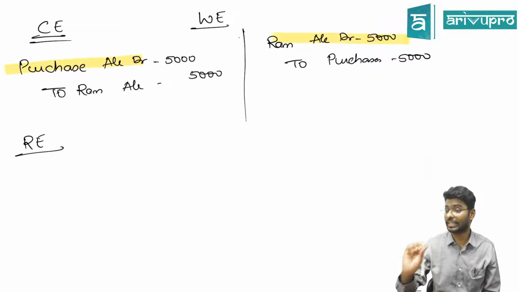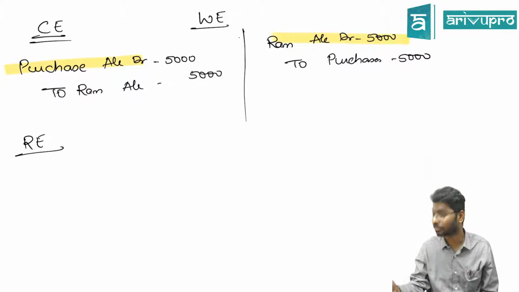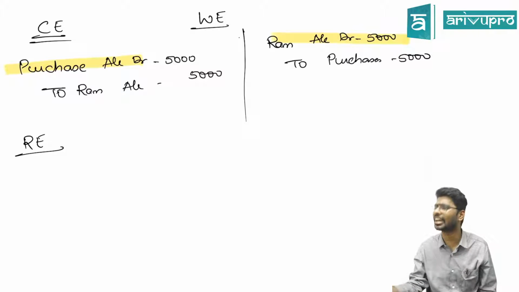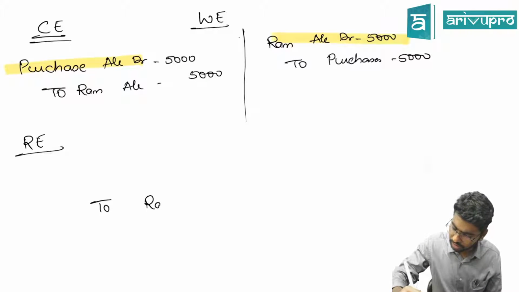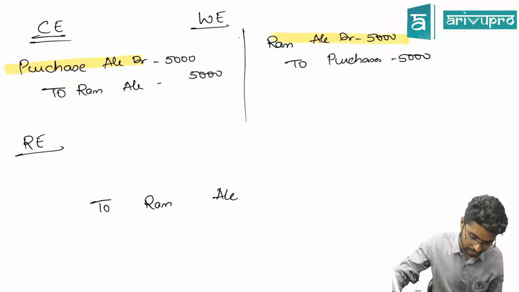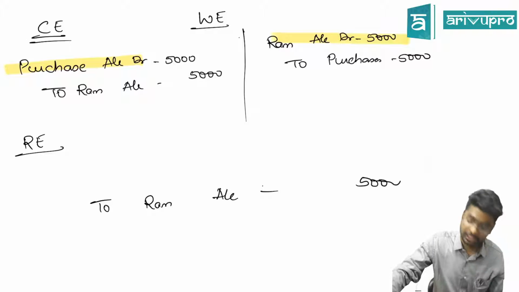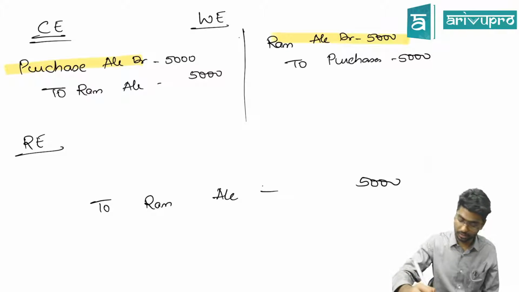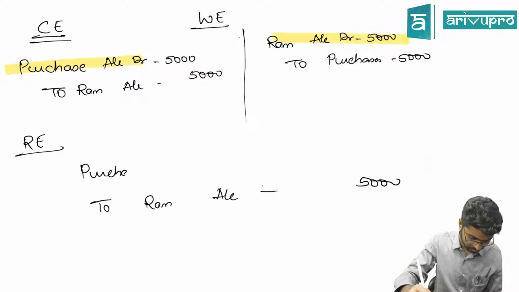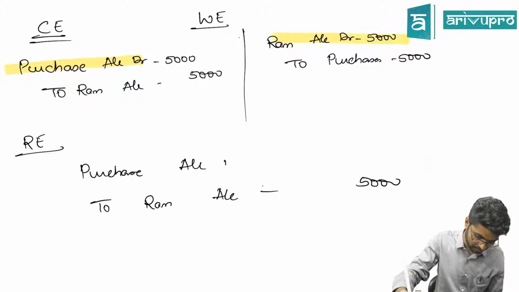First, is the debit having the right debit? No, right? You have to cancel it. How are you going to cancel? By crediting. That means what? To Ram account 5,000. That means Ram is eliminated. Instead of Ram, who should come in? So, purchase account debited.